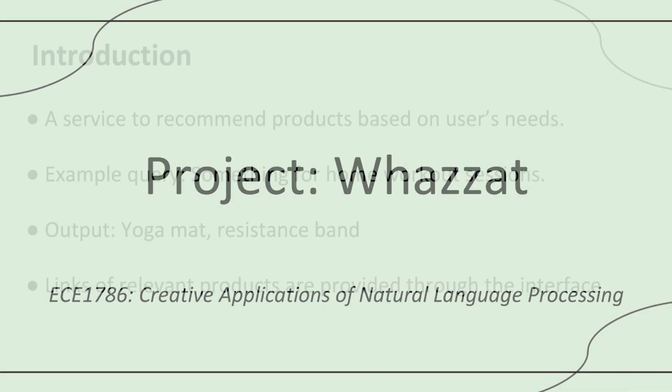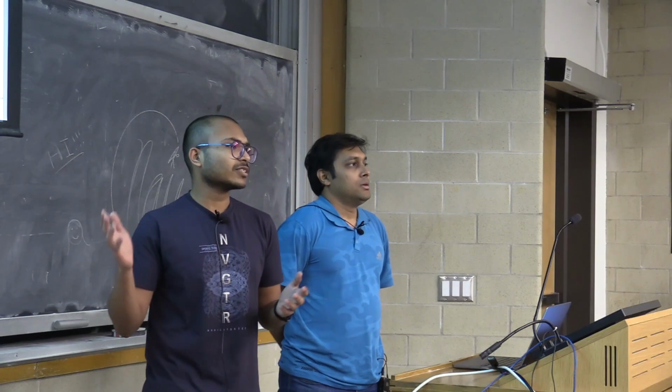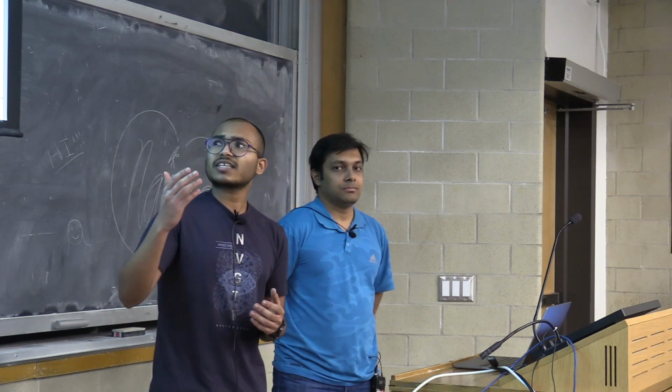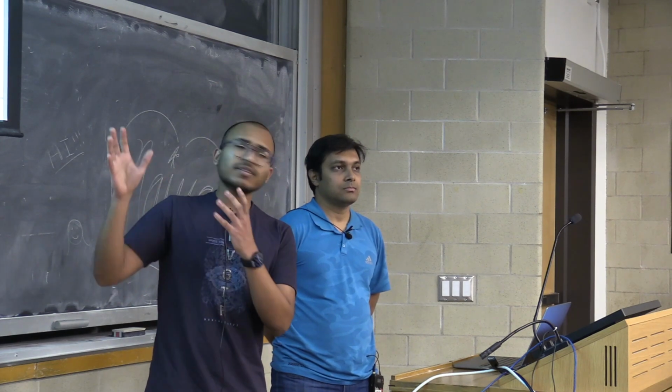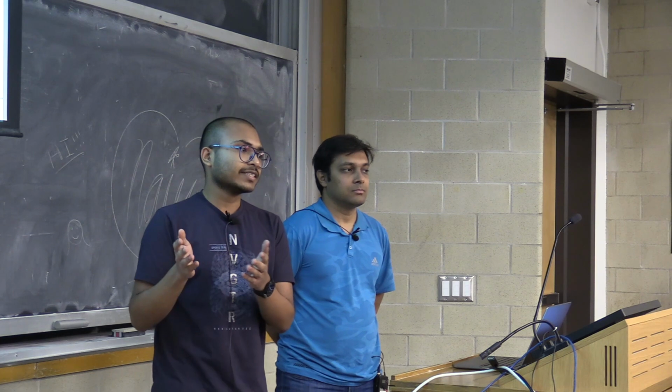What's that? So Whazzat is the ultimate product discovery assistant. We've all been in a situation where we have a vague idea about a need, but we don't really know what specific product to buy. This is where Whazzat comes in. You can ask it for something like "something for a home workout session," and it will show you links for yoga mats and resistance bands.